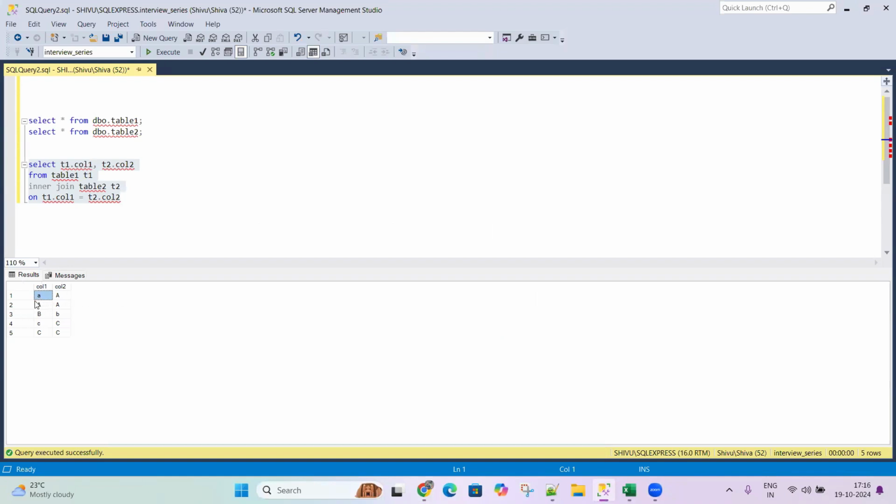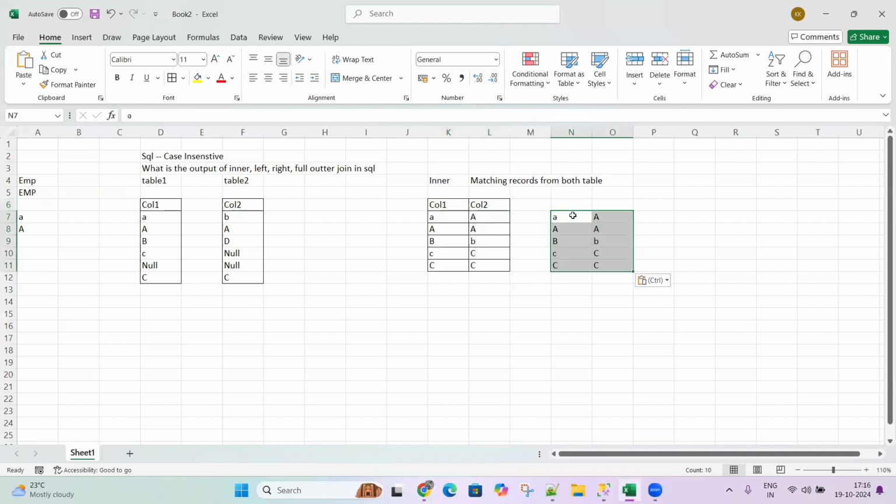So let's copy this and see whether it matches with our SQL output in the Excel sheet which we have. I'm copying this, going to Excel and pasting it. You can see here A, capital A, B, C, and C. So this is a simple inner join. Let's go with the next join, that is left outer join.